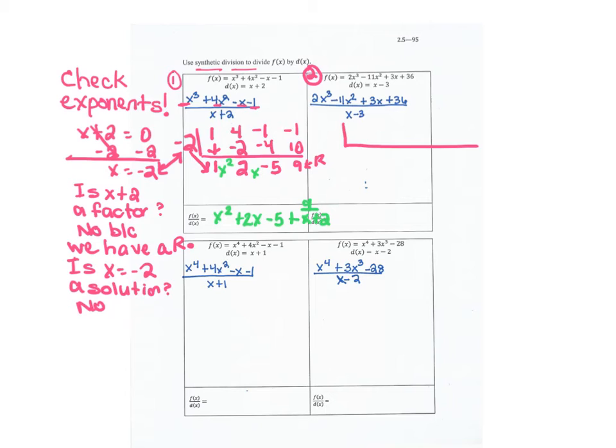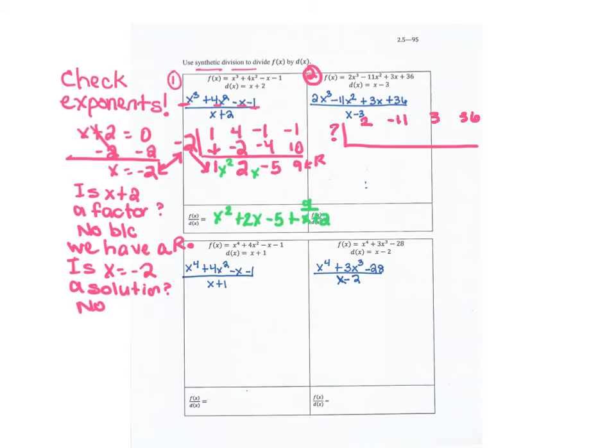Alrighty, so you paused the video and you checked it out. So the questions I would ask you now would be, are my exponents in descending order? Well, cube, squared, x, and then constant? Yes, they are. So write down my coefficients: 2, negative 11, 3, 36.